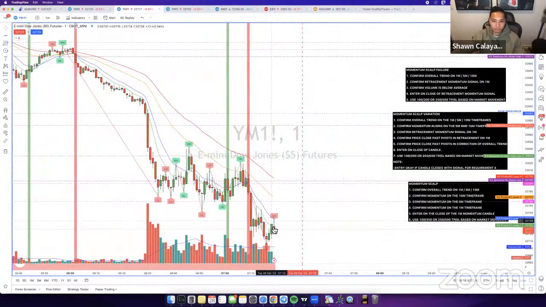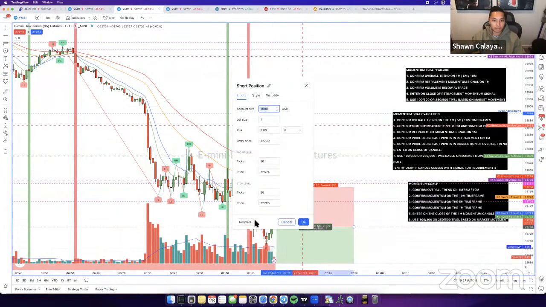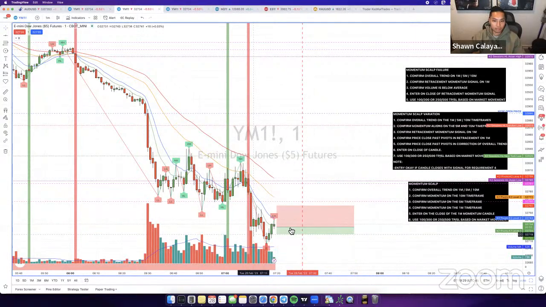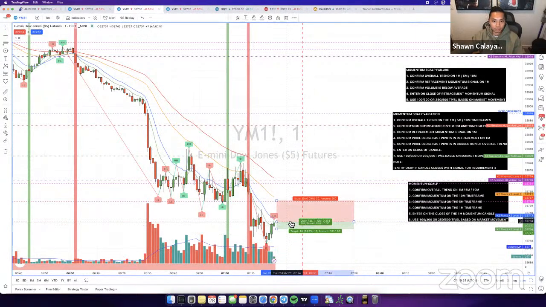All right, so we get a buy signal over here. If the buy signal closes and volume is below average, this will technically be a momentum scalp failure. Not one that I would personally take myself, because price is pretty much flat and it's not really doing anything right here. But nonetheless, it is a momentum scalp failure. So we got about 20 seconds left on this candle here. I'm not in this position. I'm not planning on taking it.